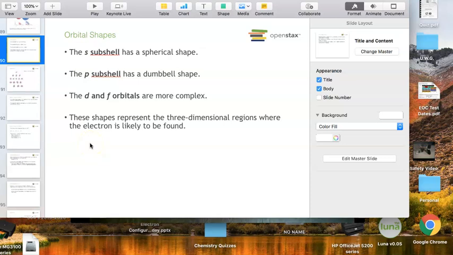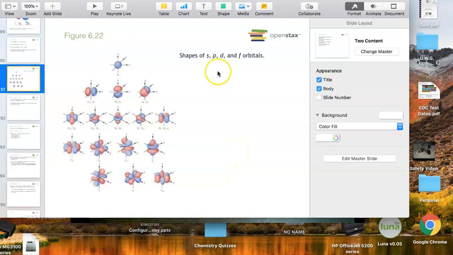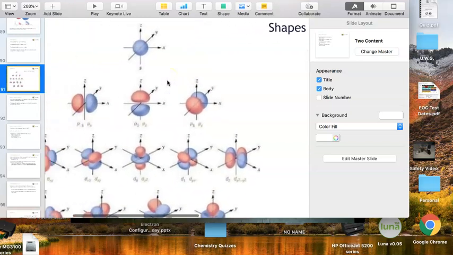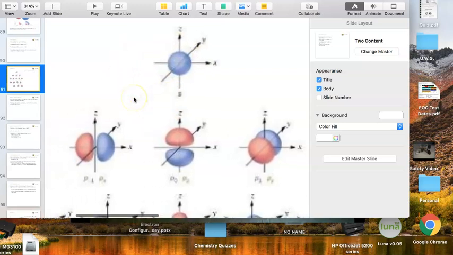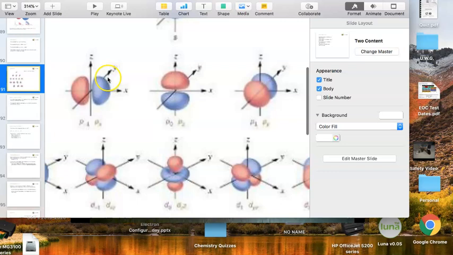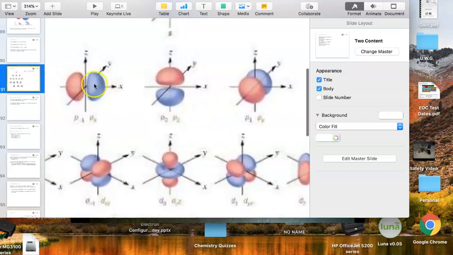So these shapes represent the three-dimensional regions where the electron is most likely to be found, and so here we see the shapes of the S, P, D, and F orbitals. I'm going to zoom in as best as I can here. So here's a shape for an S orbital. It's three-dimensional. It's really hard to see that, but it just looks kind of like a sphere. And then P orbitals are sort of like a dumbbell shape. And you notice there are 3 dimensions there: x, y, and z.